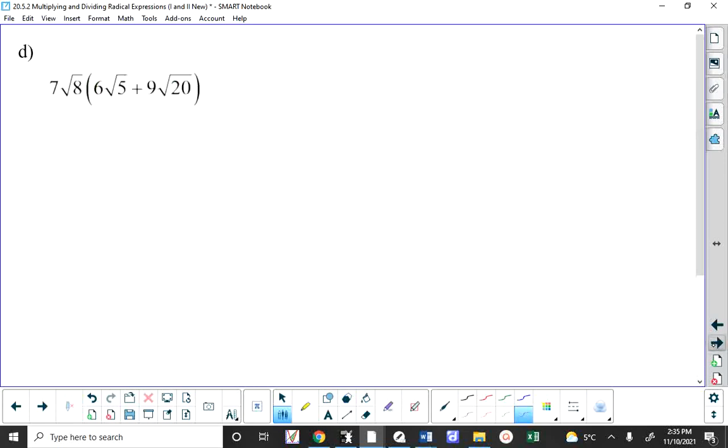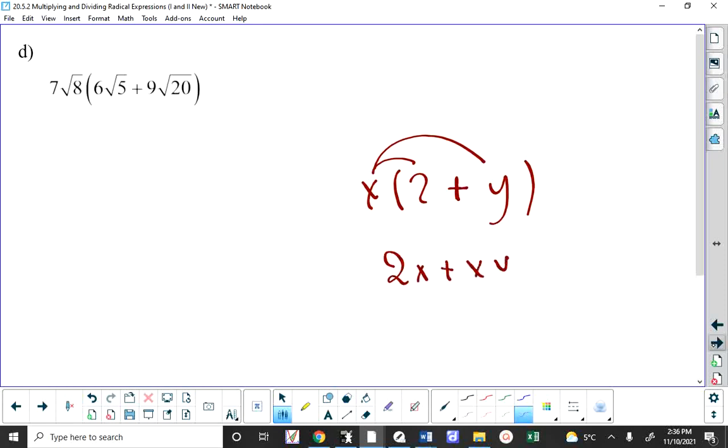Okay, well, look at the bigger picture here. Don't worry about all the numbers in D. If I gave you x times 2 plus y, and I said simplify, multiply, we know that when you multiply by a binomial or a sum of things, you have to use what's called the distributive property. You have to take what you're multiplying in and multiply it by each of the pieces. So this would be 2x plus xy.